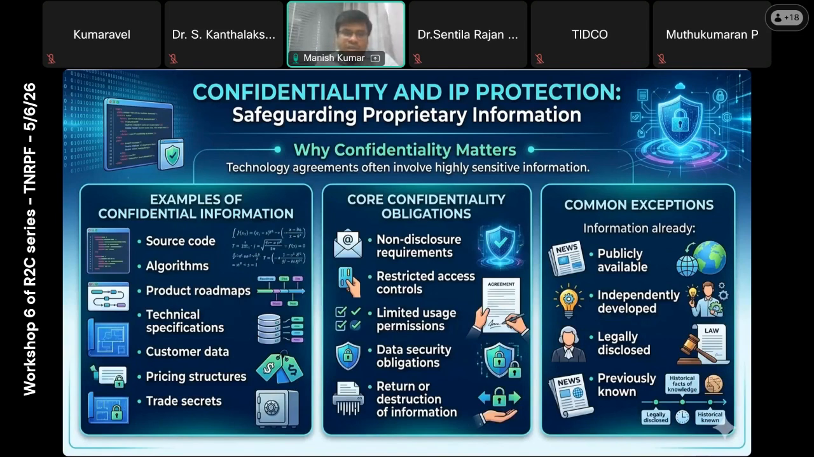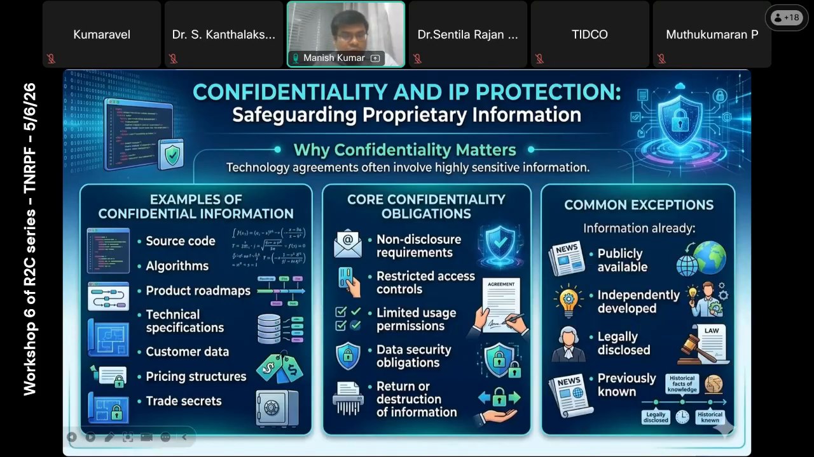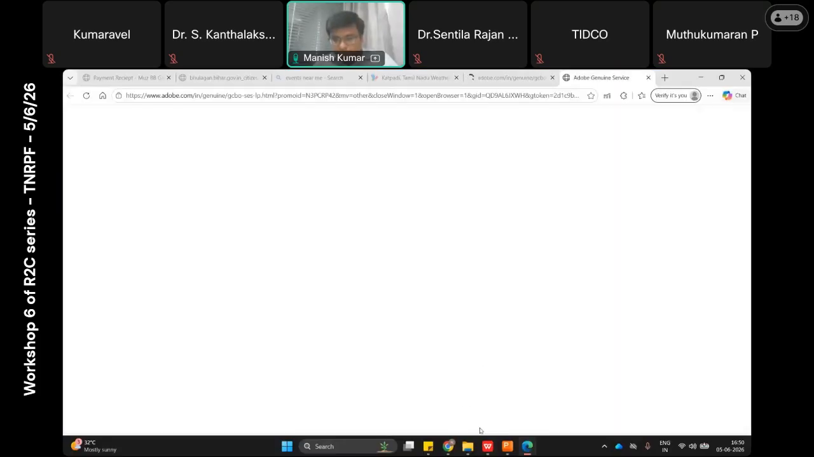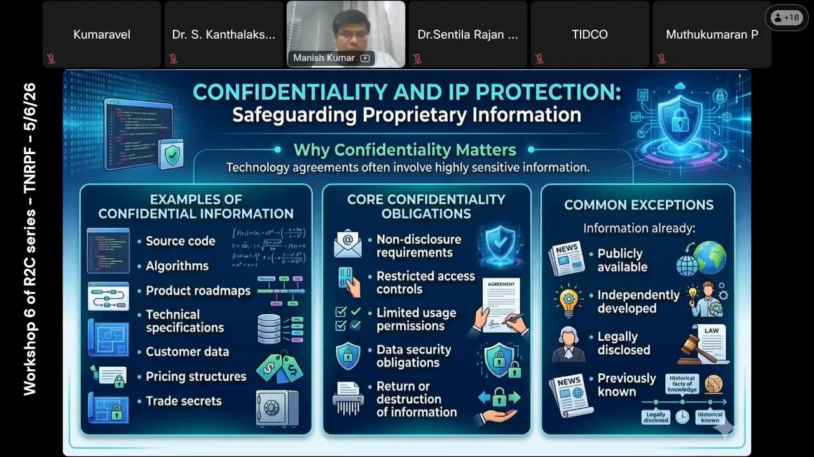Typically, different things that you can protect: your technology, IP, patents, trademarks, source code, algorithms, product roadmap, application, customer data. I'm sorry for this. Pricing structure, trade secret, everything you can. I'll show you one clause also in this.